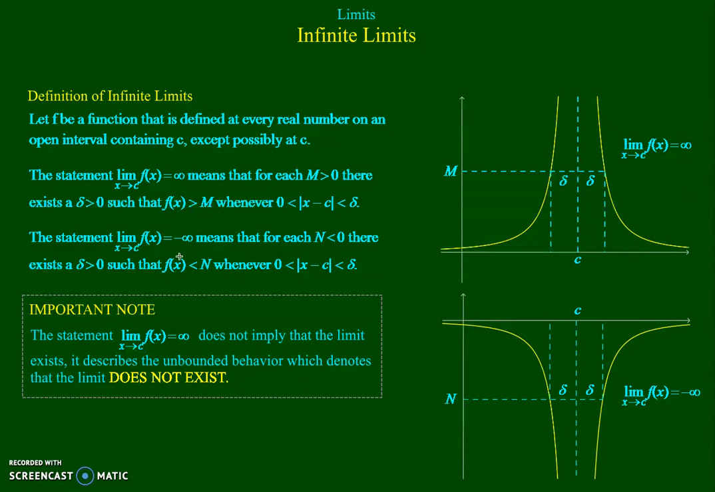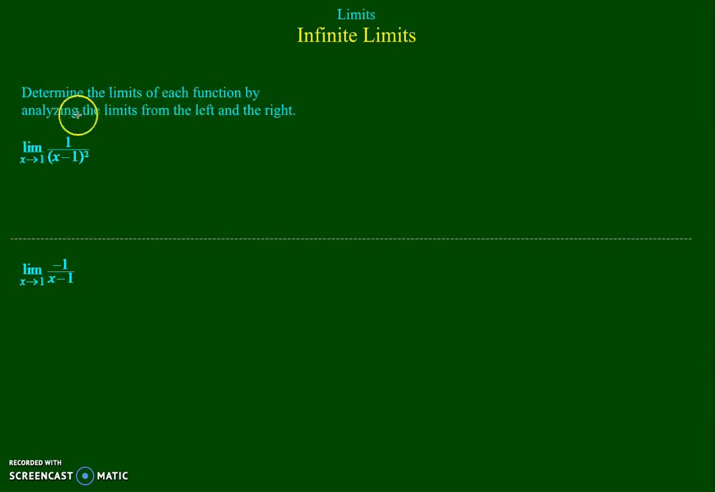All right, let's take a look at an example and see if we can analyze these. We want to determine the limits of each one of these functions by analyzing them from the left and right hand limits standpoint. First, let's take a look at the left hand limit of this function. So we want to talk about the limit as x approaches 1 from the left of 1 over x minus 1 squared.